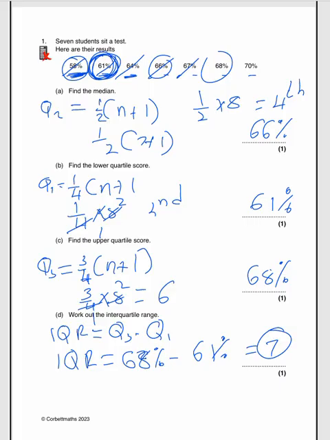Now there's a difference between the interquartile range and the range. The interquartile range is the difference between the upper quartile and the lower quartile, while the range is the difference between the maximum value and the minimum value.